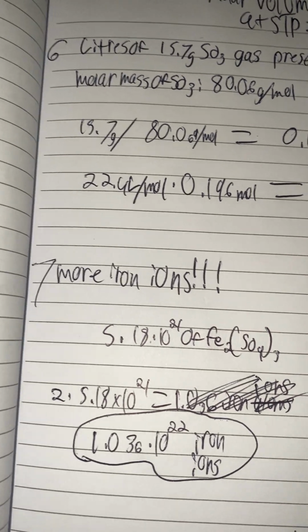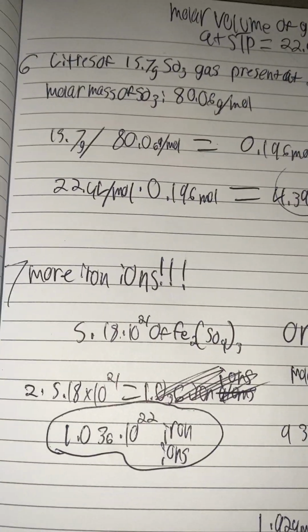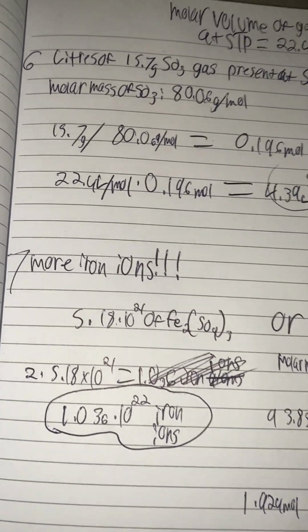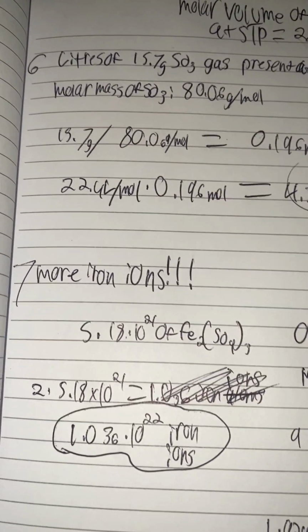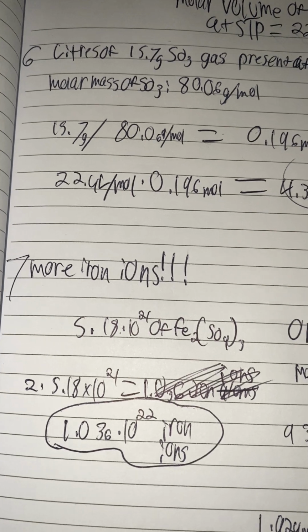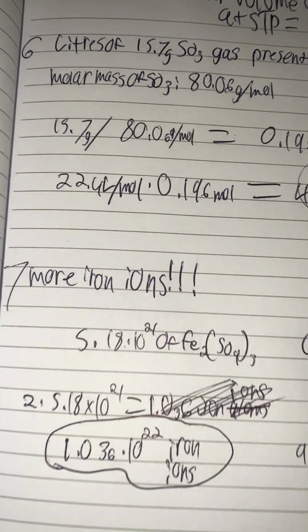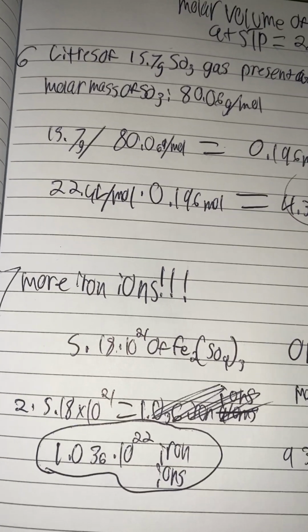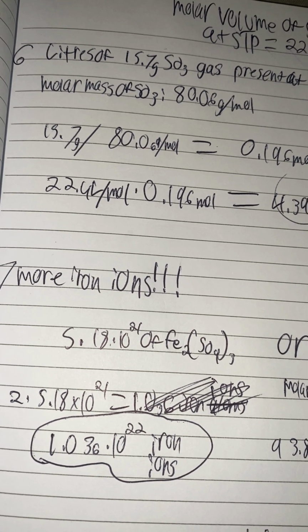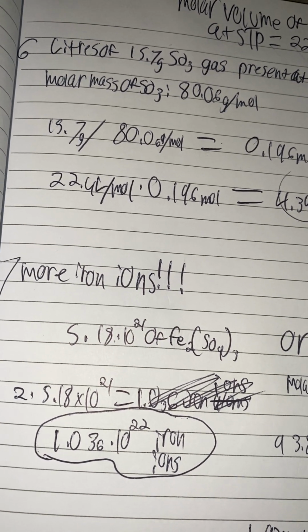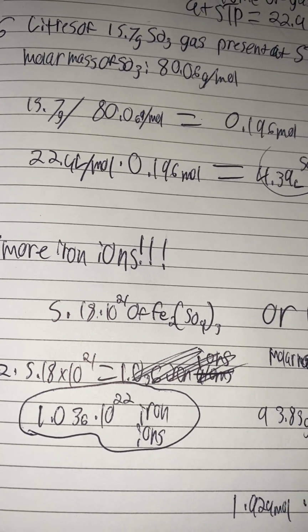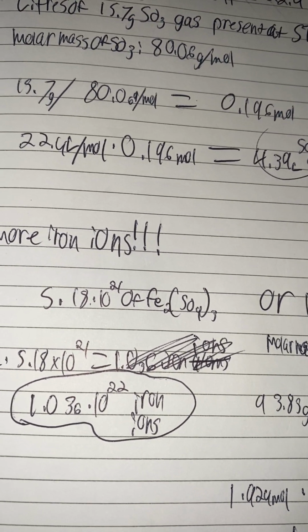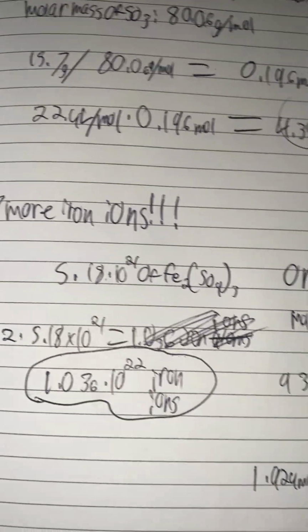I just had a little more iron ions. And we were just figuring out which contains more ions: 5.18 times 10 to the 21st particles of iron 3 sulfate compared to 180.5 grams of iron 2 fluoride.